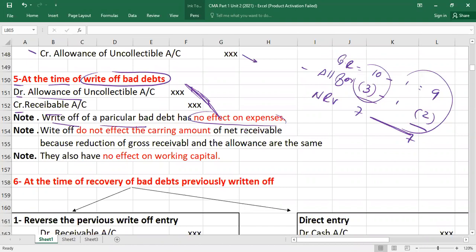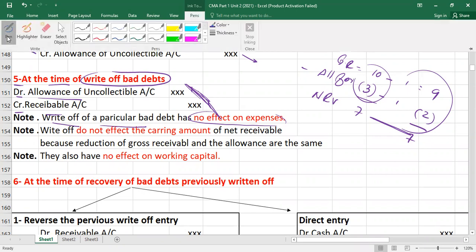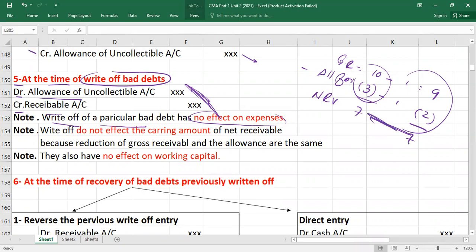Understood? If a question asks you the effect of write-off on expense, you will say no effect. Then question number 2, write-off of bad debts does not affect the carrying amount of net receivable. You can see here the carrying amount is the same, 77. Right or wrong? Carrying value is not going to change.